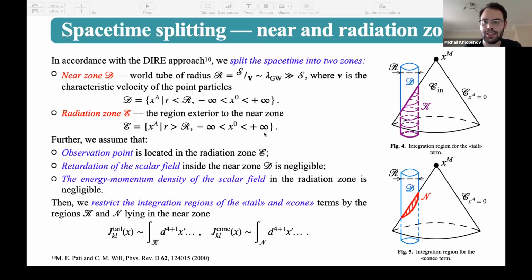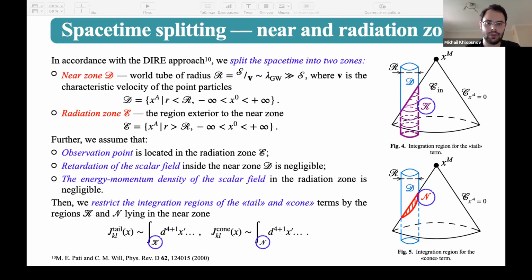In this approach, we split the space-time into 2 zones. The first zone is the near zone surrounding the world lines of the point particles, and the second one is the radiation zone, which is exterior of the near zone. Then, assuming that the observation point is far in the radiation zone, the retardation of scalar field inside the near zone is negligible, and the energy momentum density of scalar field is negligible, we can restrict the integration limits in 2 parts of the scalar field contribution into the gravitational field to the following regions in the near zone.